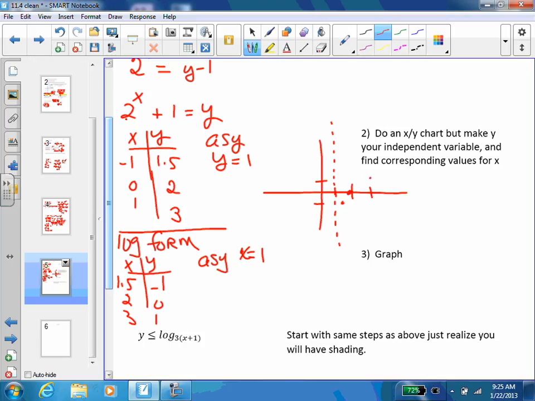Remember, if you look back at our first page, what do the logs look like? They go along the x-axis. They don't go along the y. Okay? So this is coming up from our asymptote and going out to la-la land. Everybody okay with this? Anybody got a question? Okay.